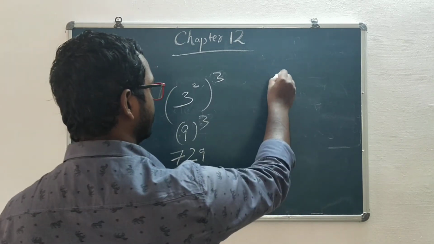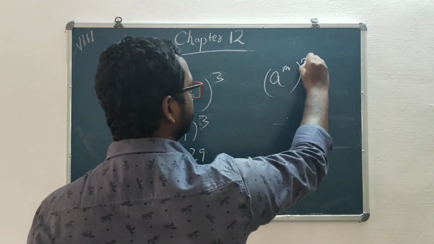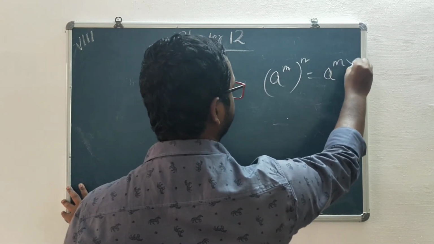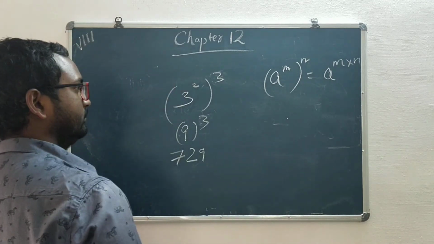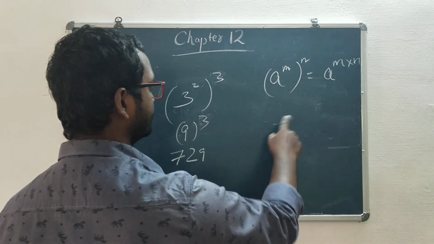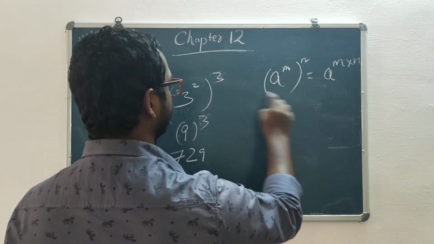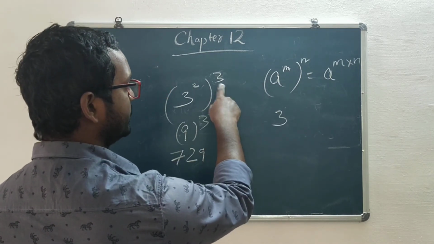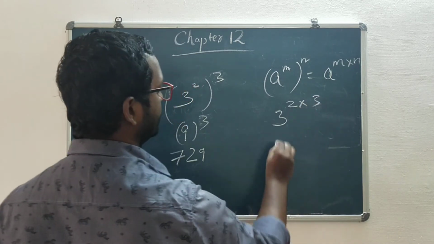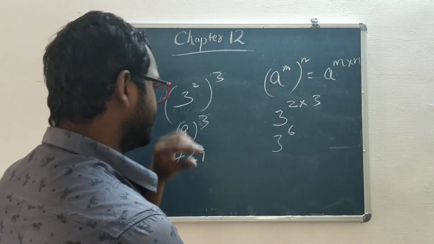There is a formula for that, which is a to the power m to the power n is equal to a to the power m into n. Here this is m, this is n. So we have to do m into n. So 2 into 3, which is 6. 3 to the power 6. 3 to the power 6 is how much?